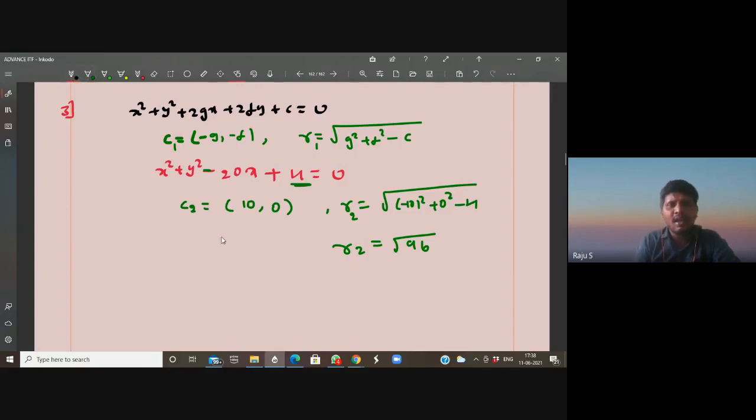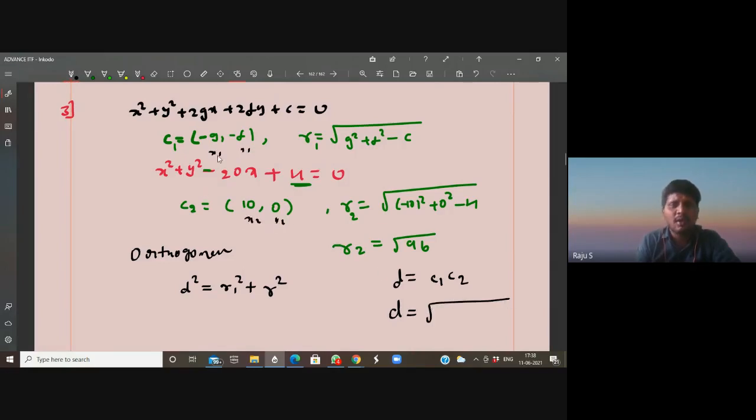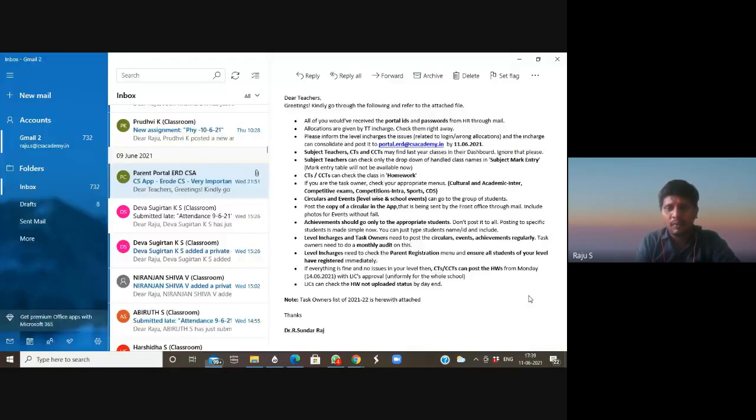Here we have a condition for when two circles are orthogonal. What I said: when two circles are orthogonal, d square is equal to r1 square plus r2 square. What is d? D is equal to C1C2, the distance between the two centers. Take C1 as x1, y1 and this as x2, y2. All of you find the distance: root over x2 minus x1 whole square plus y2 minus y1 whole square. Anyhow, 10 minus of minus 10 plus g the whole square, plus 0 minus 0 plus f whole square.